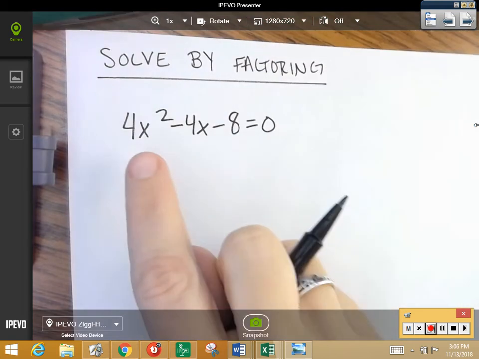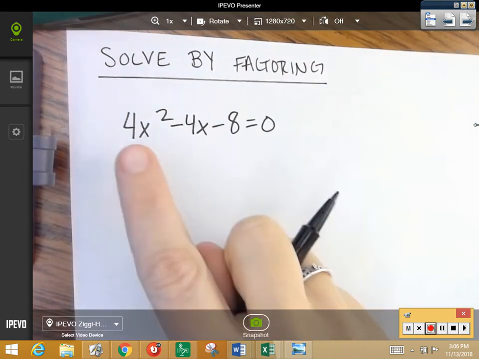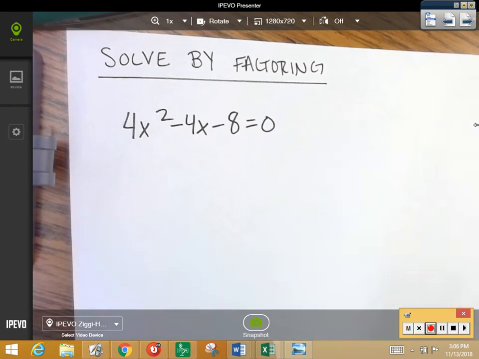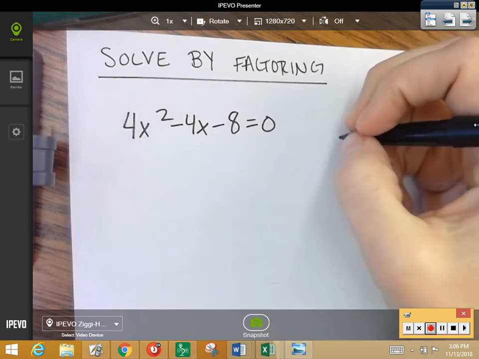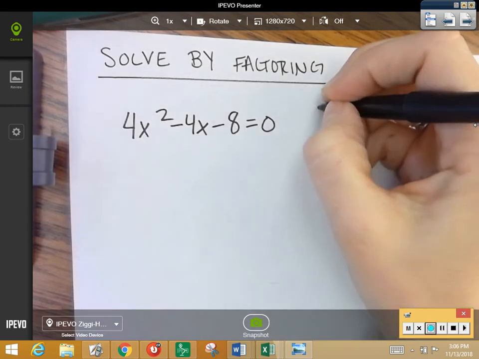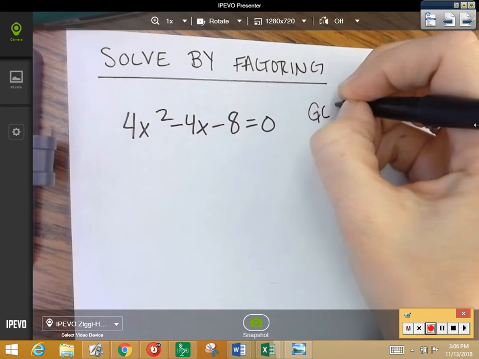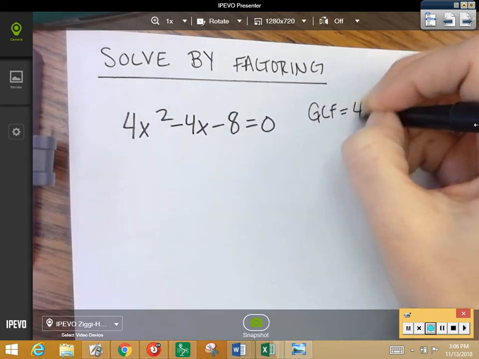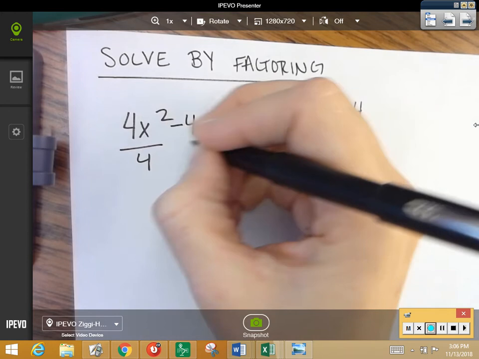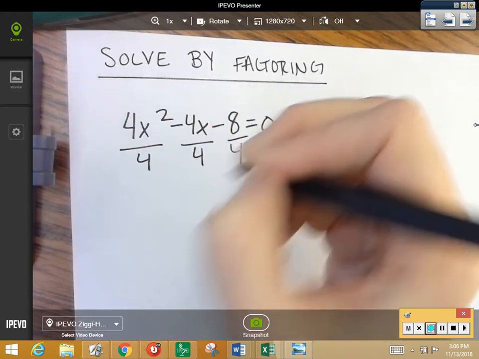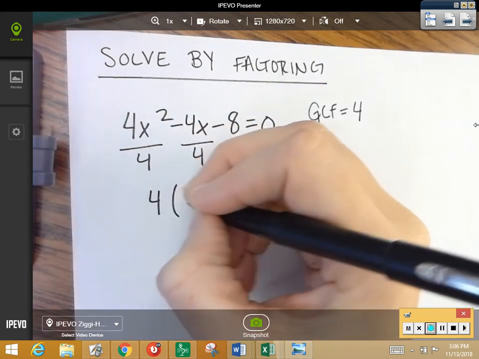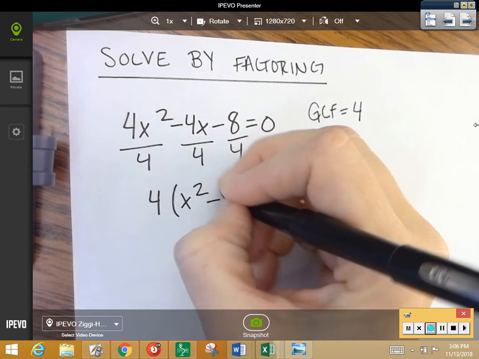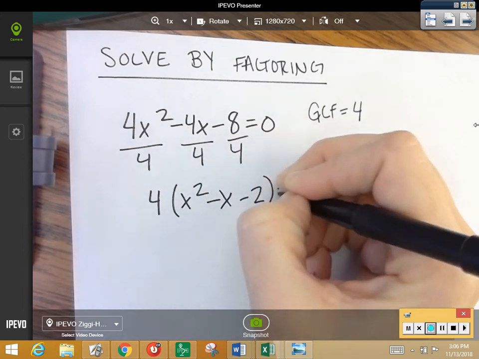After it's equal to 0, I'm going to look at this side and see if 4x squared, negative 4x, and negative 8 have any greatest common factor I can simplify out before I factor. In this case, there is a greatest common factor of 4. So I'm going to go ahead and divide 4 out of each of these terms, and that gives me 4 parentheses x squared minus x minus 2 equals 0.